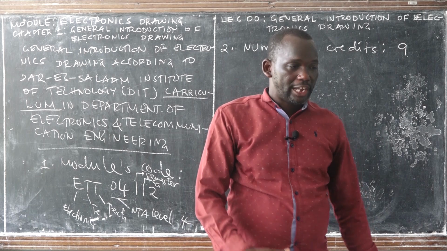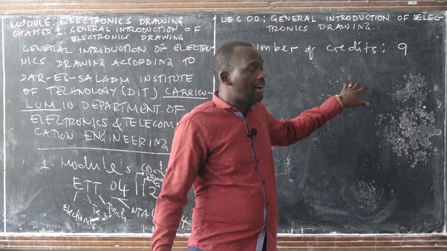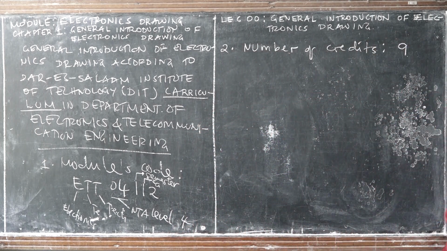In our department of electronics and telecommunication engineering, we have modules with credits of 6, credits of 9, and credits of 12. Basically, a core electronics module has 12 credits. This one is what? 9. Say 9.